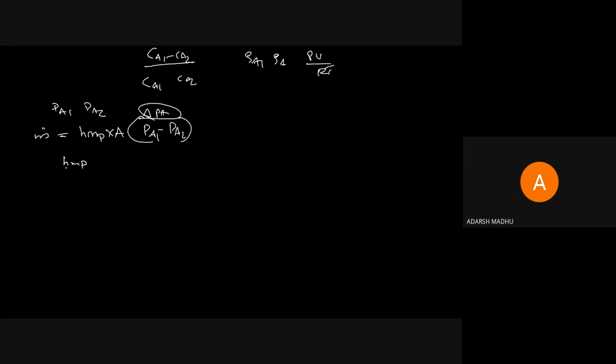To find the HMP value, that is the mass transfer coefficient for partial pressure, first you want to find the value of HMC, the mass transfer coefficient for concentration gradient. To find the HMC value, you already know the equation, using the Sherwood number, SH equal to HM into X by D. Here X is the length, take the length of the particular flat plate.